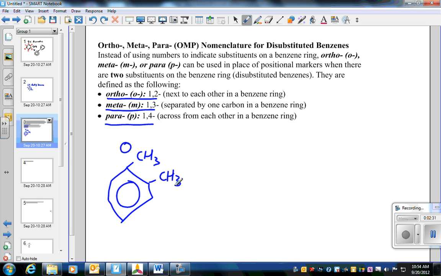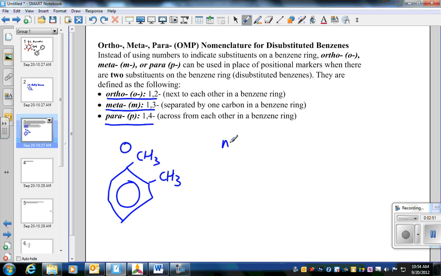Doesn't matter where because this is symmetrical. It could be sitting here, or it could be sitting here. Doesn't matter where it is, or it could be sitting here. The fact is that they're just sitting next to each other. They're in a 1,2 configuration.